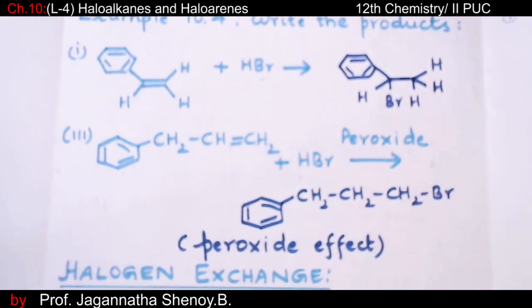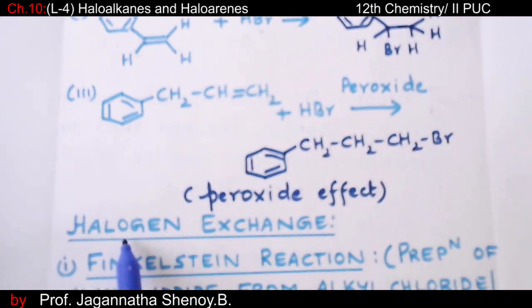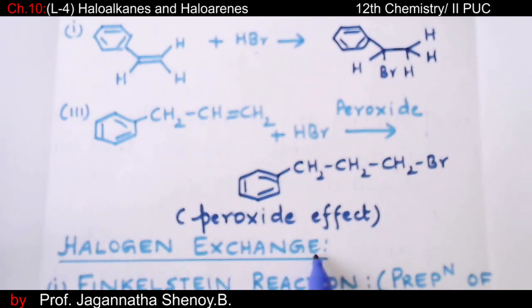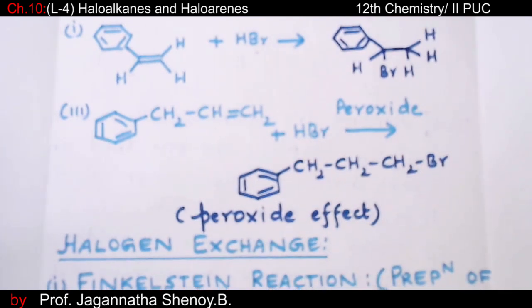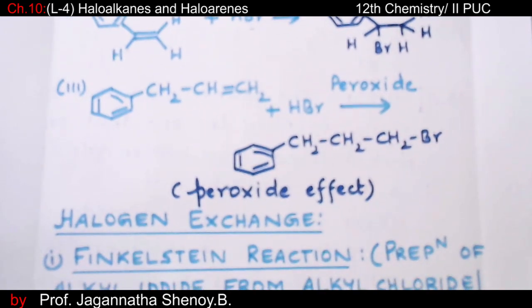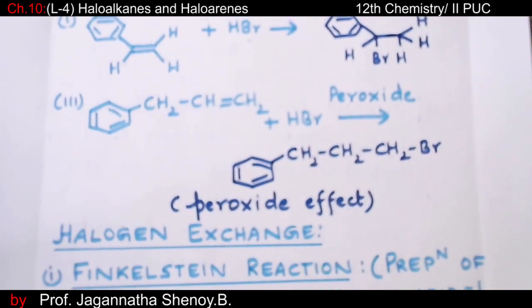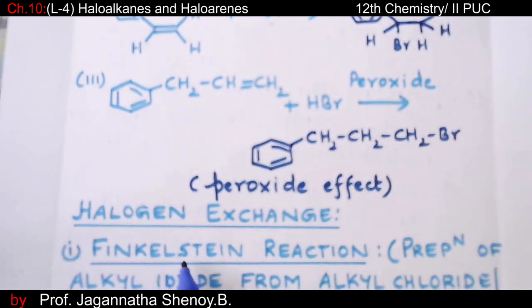Once you are familiar with that, next we will go for halogen exchange method. The purpose of halogen exchange method is to convert alkyl chloride or alkyl bromide into alkyl iodide or alkyl fluoride. For that, first I'll start from a reaction called Finkelstein reaction. The purpose of Finkelstein reaction is to convert an alkyl chloride or alkyl bromide into alkyl iodide.